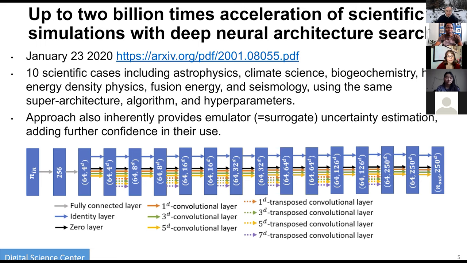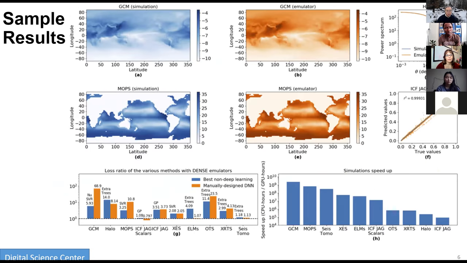There's something called neural architecture search, where you search for the right network. And that was used in this paper. And they have 10 cases. So they don't do one case like we did in the previous slide. They do 10 totally different cases, from seismology to climate. And here is a summary of the results.